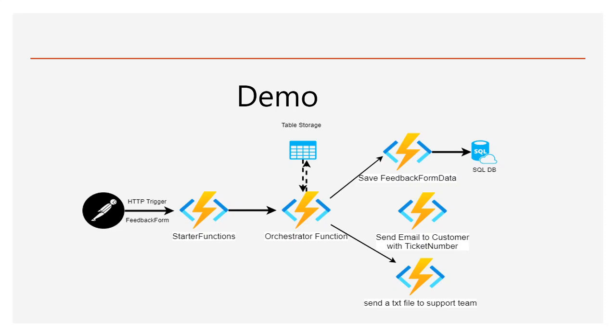Now that feedback form might contain first name, last name, your email ID, and something you have written in the feedback. Once that feedback form is triggered by using an HTTP trigger, this is the starter function. This will be triggered by using an HTTP API URL. Once the feedback form is generated, it will call the starter function. Now, the starter function will call the orchestrator function. It will not do any other things. It will only call the orchestrator function.